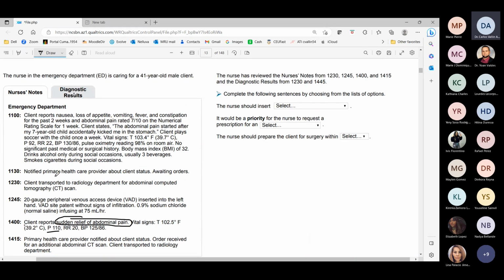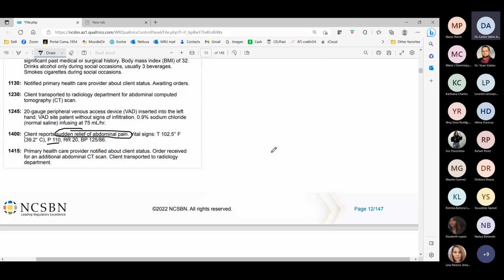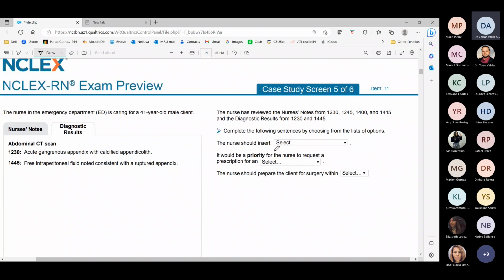So with this new information, since you can already see the diagnostic results at this level, you are going to answer these questions. Based on those findings, complete the following sentences. The nurse should insert, and then you need to open this window to see three options. Then it will be a priority for the nurse to request a prescription of an, and you open this window and select one of the three options. And the nurse should prepare the client for surgery within, and you open this window, and then you see that. So let's see the first option.